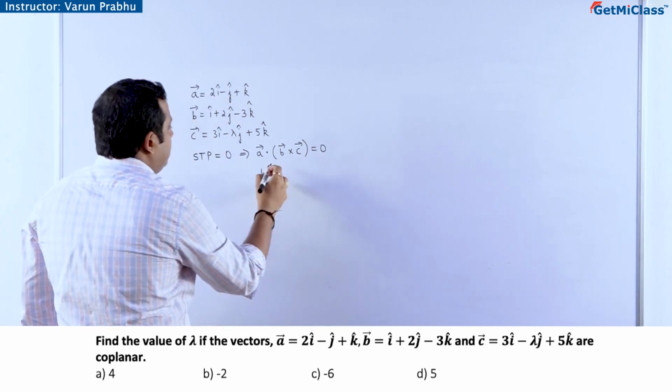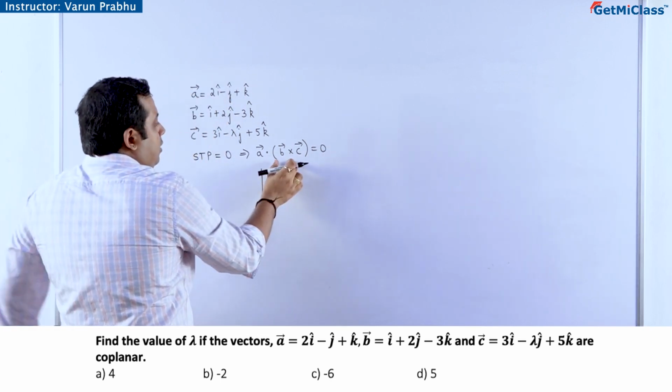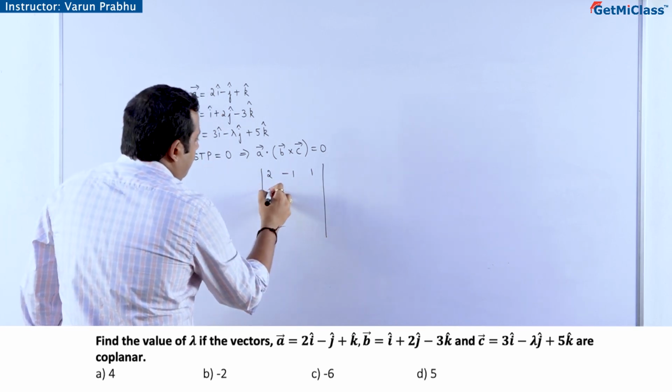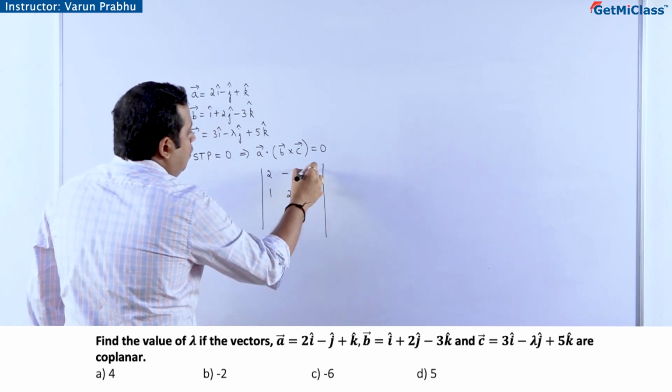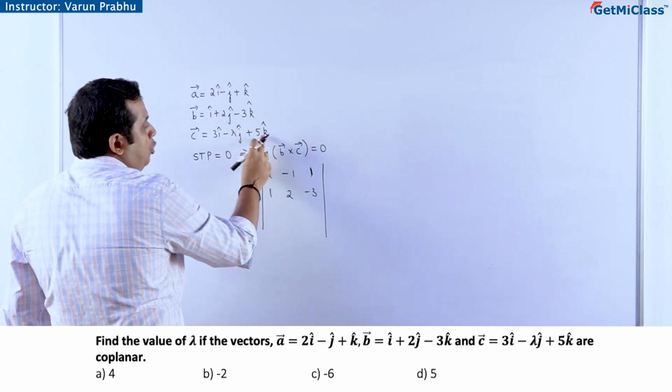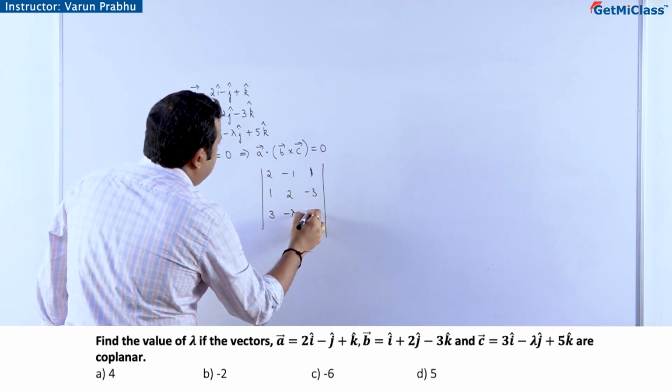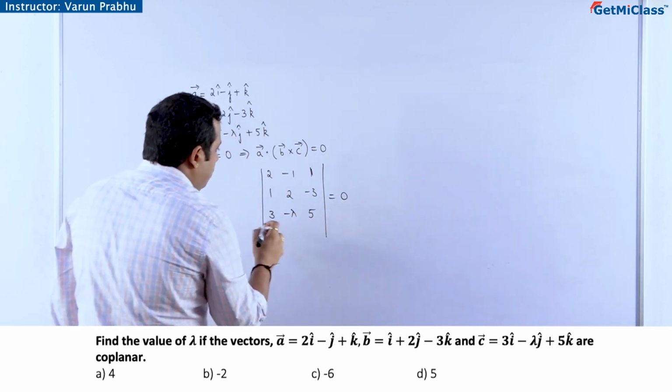So A dot B cross C is a 3 cross 3 determinant. It's a scalar value: 2, minus 1, 1 and 1, 2 and minus 3. What you should be careful about is that it should be in the order ijk. The given vector's components should be in the form of ijk. So this is equal to 0. So what do you get?